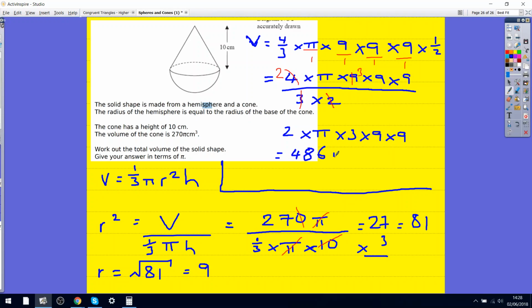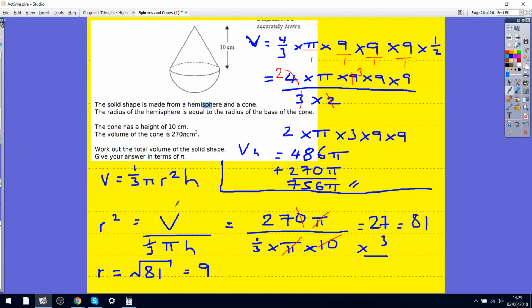Yeah, 486 pi. And so they want total volume. What you get there? And the hundreds? Yeah, that's it. 756 pi.